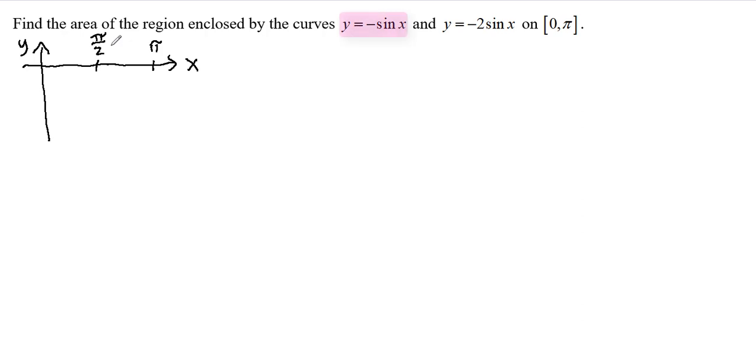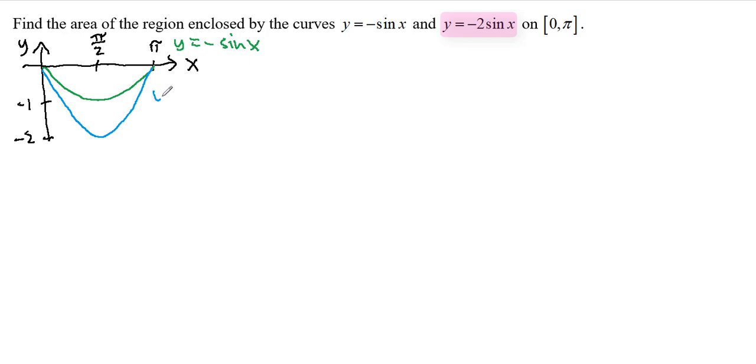Now, our y equals negative sine x has an amplitude of 1, so it goes from negative 1 to 1, while y equals negative 2 sine x has an amplitude of 2, so it goes from negative 2 until 2. And now I'm ready to graph the negative sine curve, and I label it on our graph. Similarly, y equals negative 2 sine x looks like this. And again, we label it.